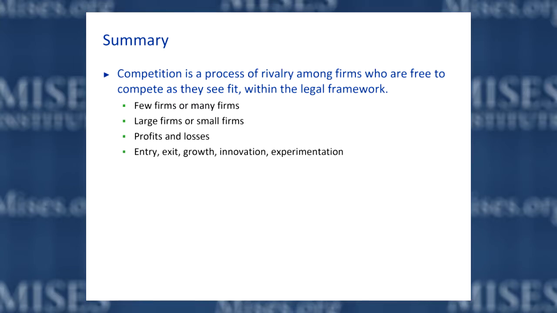What we would expect to see is entry, exit, growth of firms, maybe shrinkage of firms or the industry, innovation and experimentation. We would expect firms to enter and exit, firms to rise and fall, industries to grow and contract. That's part of what a healthy, dynamic market economy looks like.